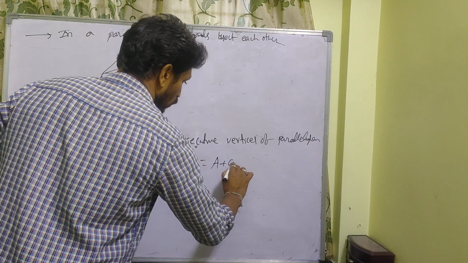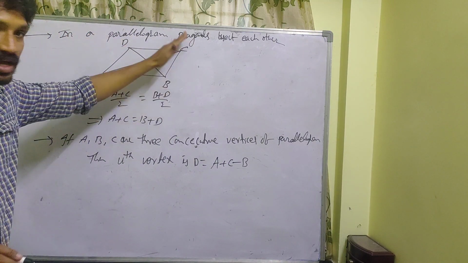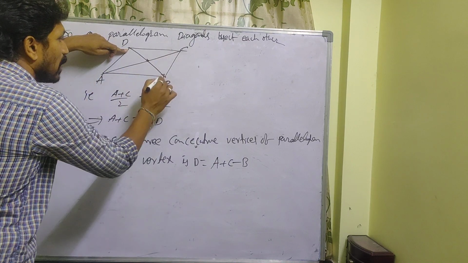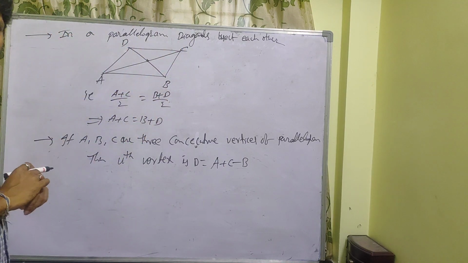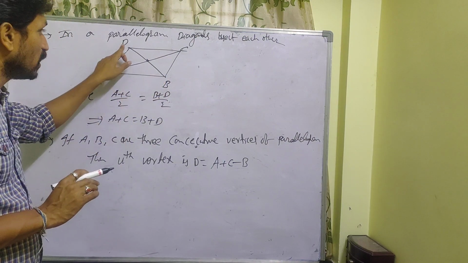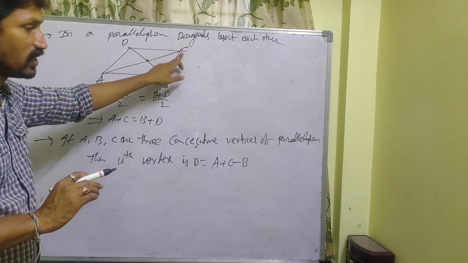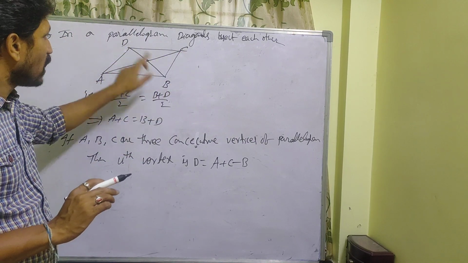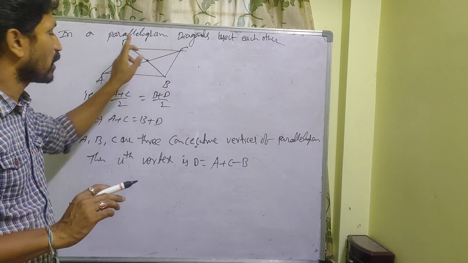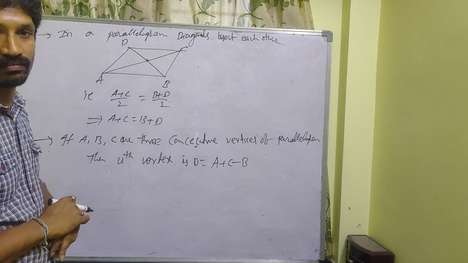So if you want to find out D, if you take in order, what is that? A plus C minus B, the opposite. A plus C, subtract this one. For this D, the opposite vertex, subtract from the sum of these two. If you want to find out C, add these two and subtract this one. If you want to find out B, add these two and subtract. If you want to find out this, add these two and subtract this one.